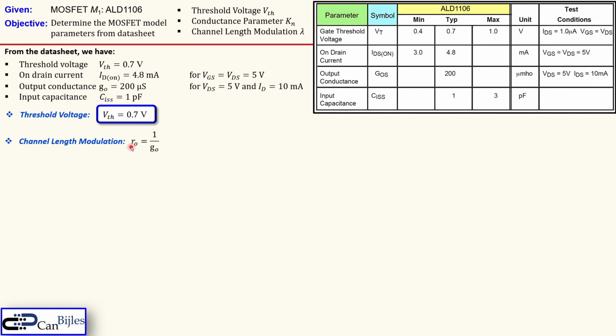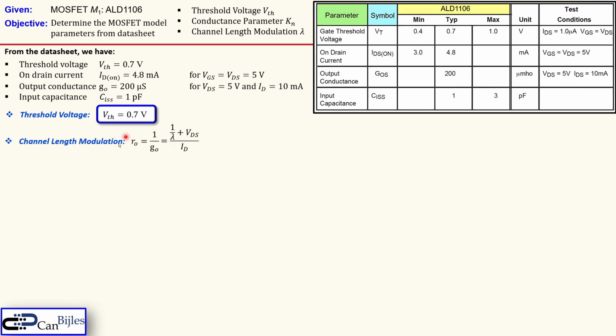Now we know RO is 1 over this GO, which is the output conductance. This RO was our output impedance or output resistance in our model. We know that from our small signal analysis. And this is the inverse of that one. We also know that RO itself is 1 over lambda times ID, or equivalently 1 over lambda plus VDS, which is our DC drain-source voltage, divided by the drain current ID.